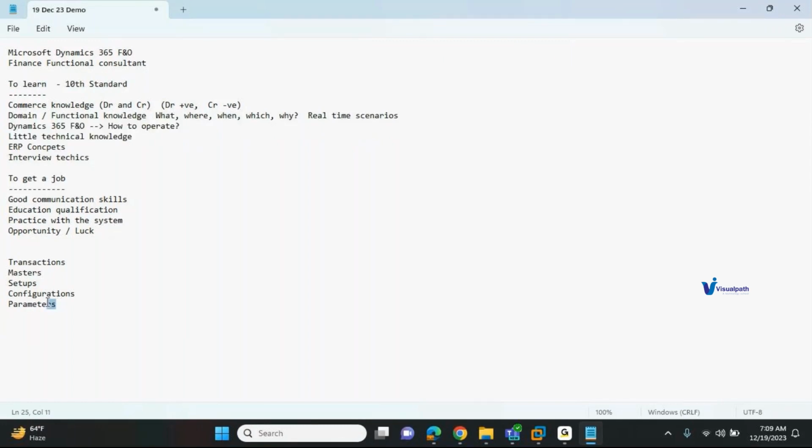Actually, this task is your task is this one: master setups, configurations, and parameters. But why are you learning transactions? Because you are going to assist the business users. I will come to this point one by one.